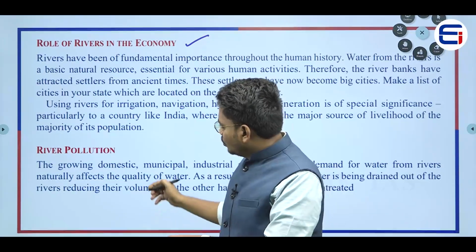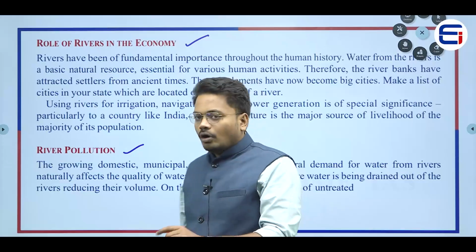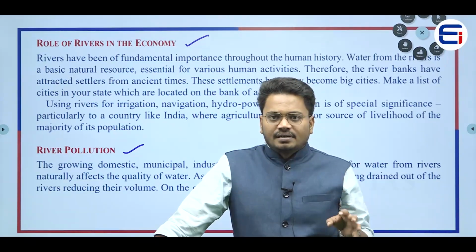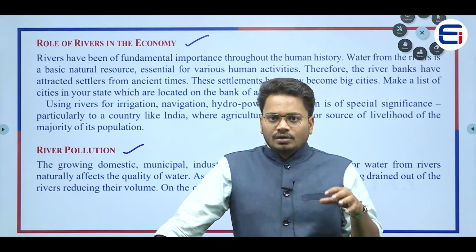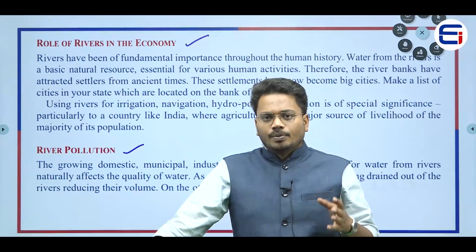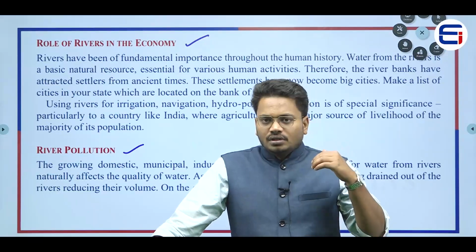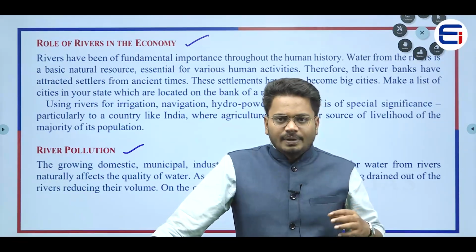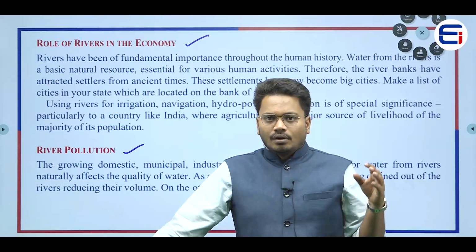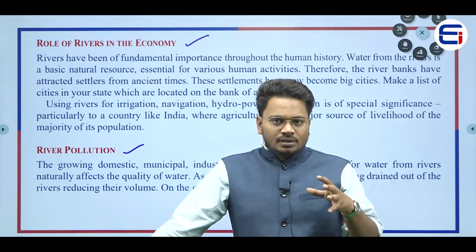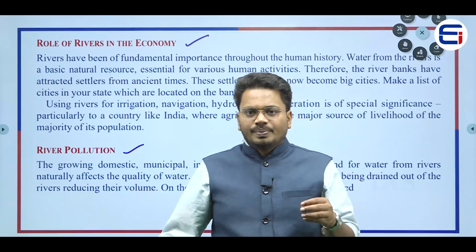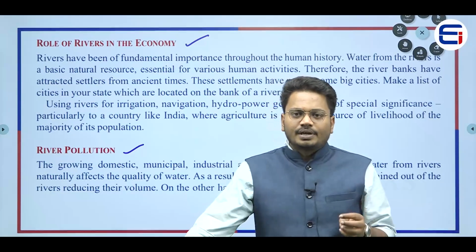Now, the other topic is river pollution. Obviously, river pollution is an important concern regarding these rivers. Now, if you see the Ganga river, the majority of that river has been polluted, right? This pollution was caused by the dumping of municipal waste, domestic waste, or industrial waste, right? So, all these things damage or pollute these rivers.